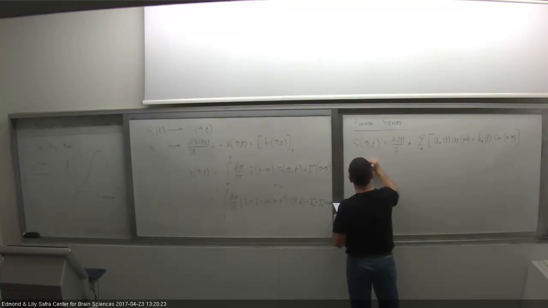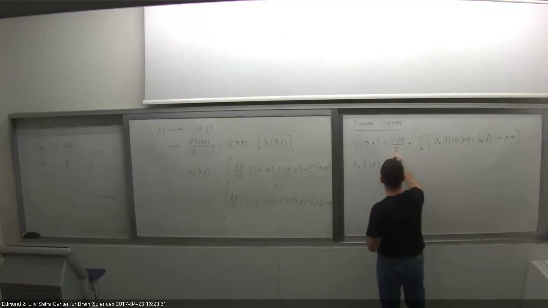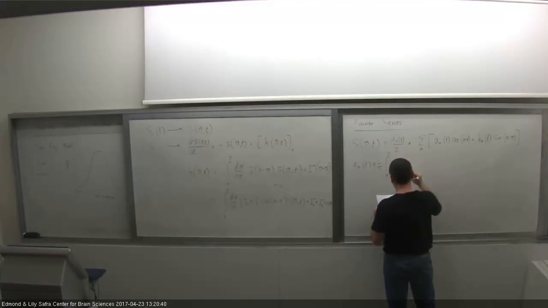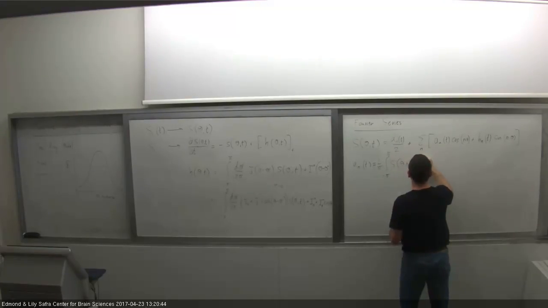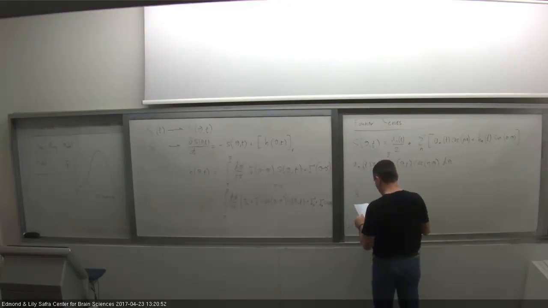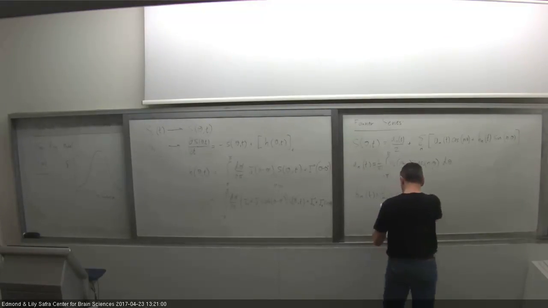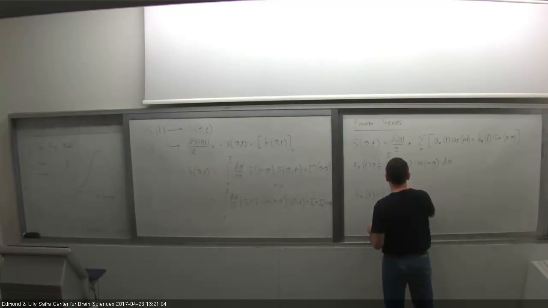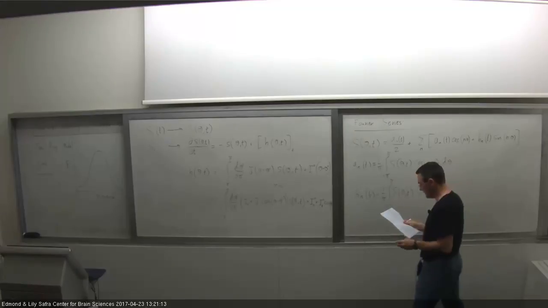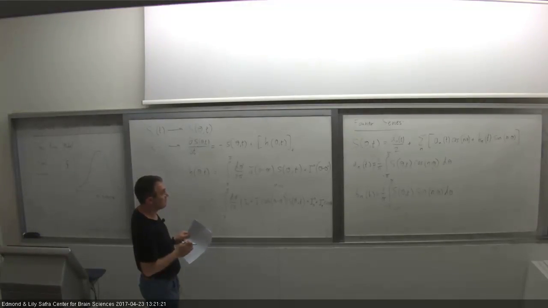where a_n of t is equal to 1 over pi integral from minus pi to pi, not from minus theta to theta, from minus pi to pi, of S of theta and t cosine of n theta d theta, and we have b_n of t, which is equal to 1 over pi integral from minus pi to pi of S of theta and t sine of n theta d theta, right?